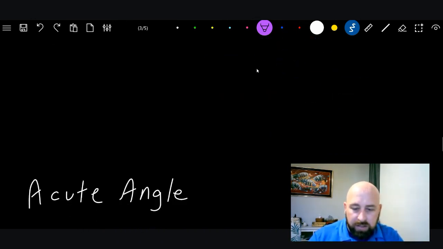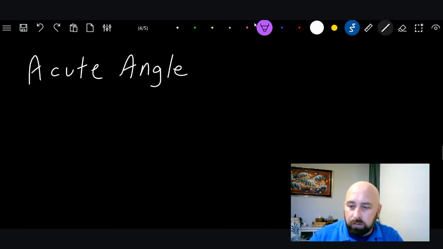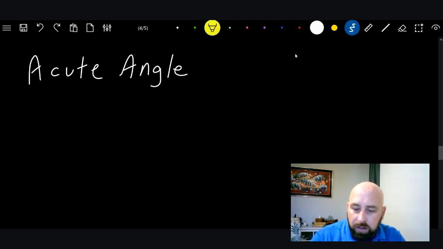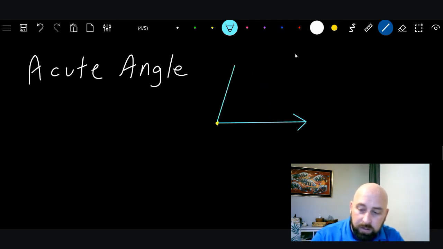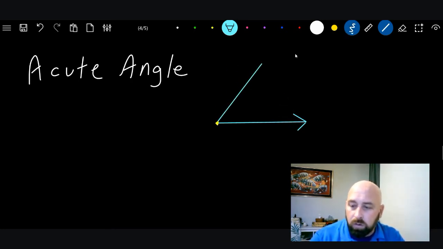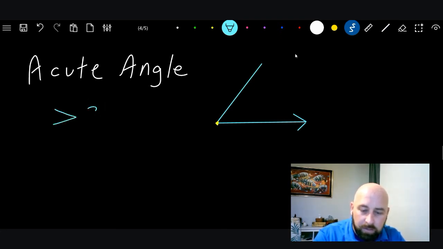The next thing that we have is the acute angle. So we'll put our point, we'll start there, and the acute angle looks like this. Basically anywhere between 0, or no angle, and 90. It can't be 0 and it can't be 90, but anywhere between it. So it is less than 90, and obviously it's got to be greater than 0.